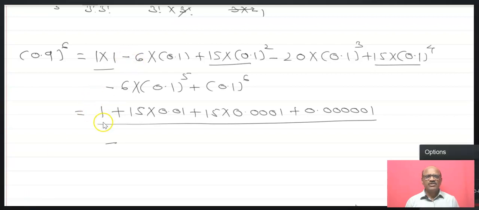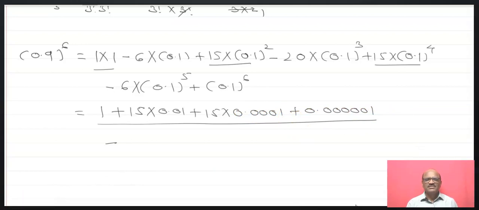See this here. 1 into 1. 15 into 0.01. Bracket square means what? 0.01. All the zeros are there. Therefore, 15 into 0.01, and that will be 0.15. Again the 15 into 0.0001. If you perform the multiplication, then you will get 0.0015. And next terms are not necessary.